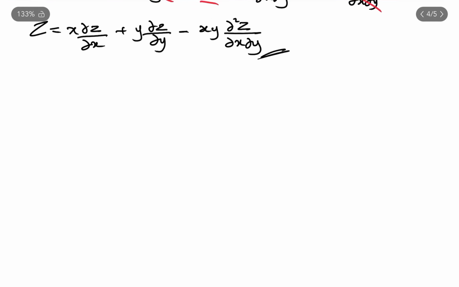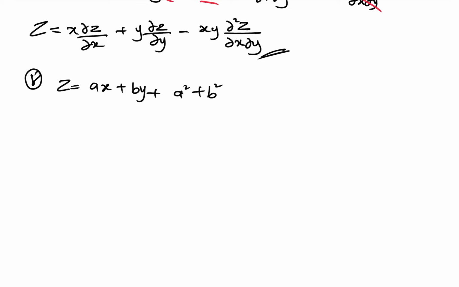So let's take another question. When we have z equals ax plus by plus a square plus b square. The same thing we did earlier applies. When we differentiate with respect to x, a remains, y is going to go away because there's no x term there. When we differentiate partially with respect to y, b is going to remain, so the rest are gone. So this is pretty straightforward.